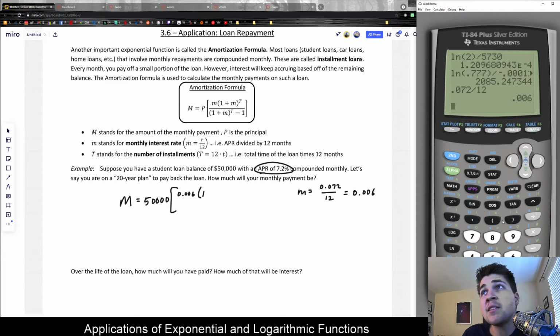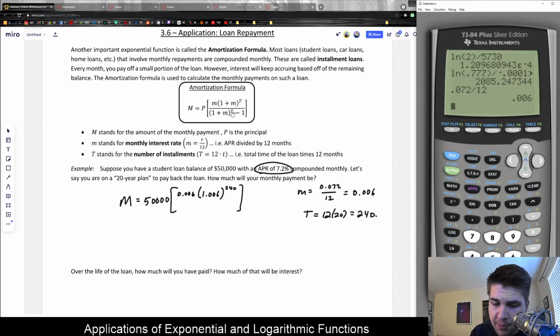And then notice in the parentheses we have 1 plus m, or 1 plus 0.006. That'd be 1.006 raised to the capital T power. Now, another thing I have not figured out is what is capital T? That's always 12 times little t. Little t is our time frame, and since our desired payback time is 20 years, it would be 20 for t, and 20 times 12 would be 240. So that just means I'm going to have 240 payments to pay off the loan, capital T. And then the denominator is almost exactly the same thing: 1.006 to the T, that is 1 plus m to the T, minus 1.